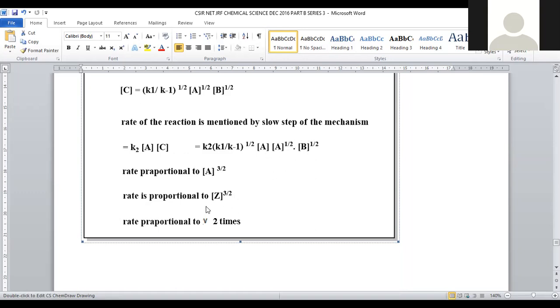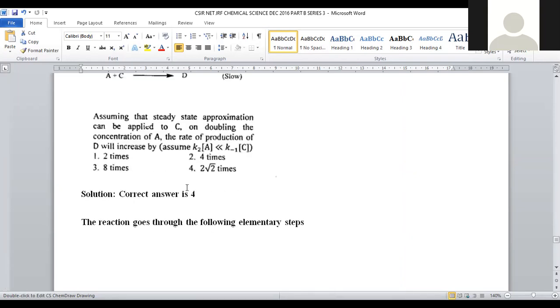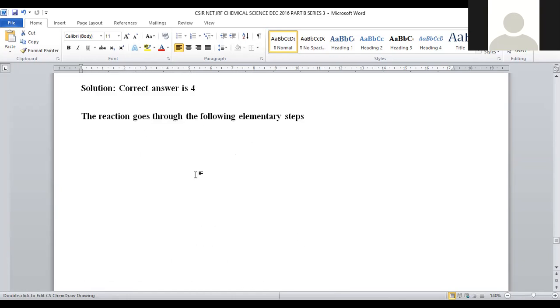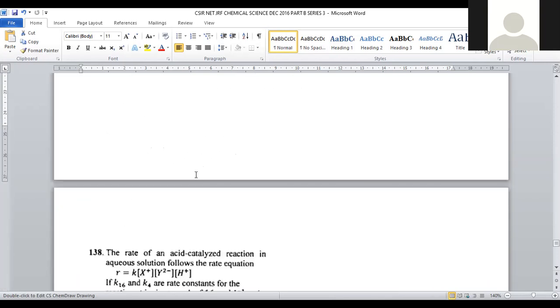So Z to the power 3 by 2. Then rate is proportional to 2 under root 2 times, which is provided in option number 4. So for question number 137, option number 4 is the correct answer. This is about the entire derivation part, right?